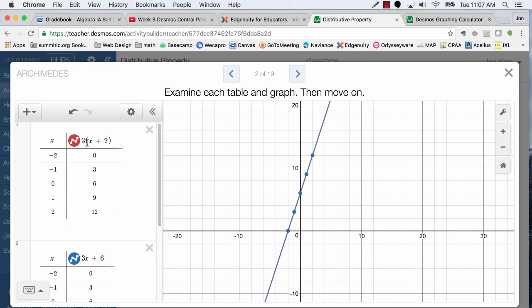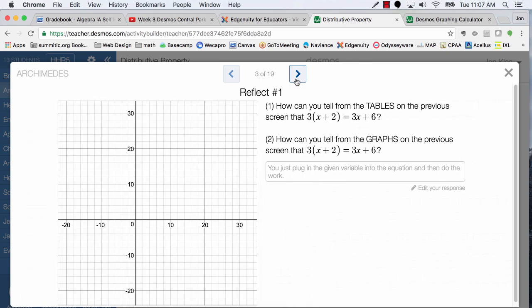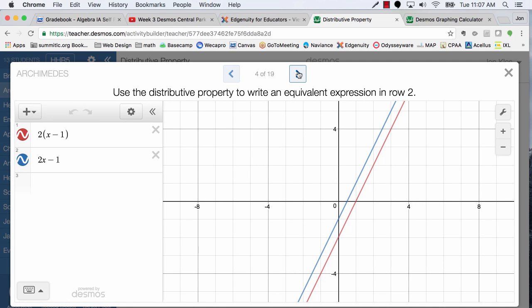The red and blue are the same because 3 in parentheses times x plus 2 is the same as 3x plus 6. So what you have is a good way to check your work and see if the graphs are the same. It's a good way to know if you distributed correctly. All right, so that's what they want you to kind of answer in there. And now we can look at some things here.